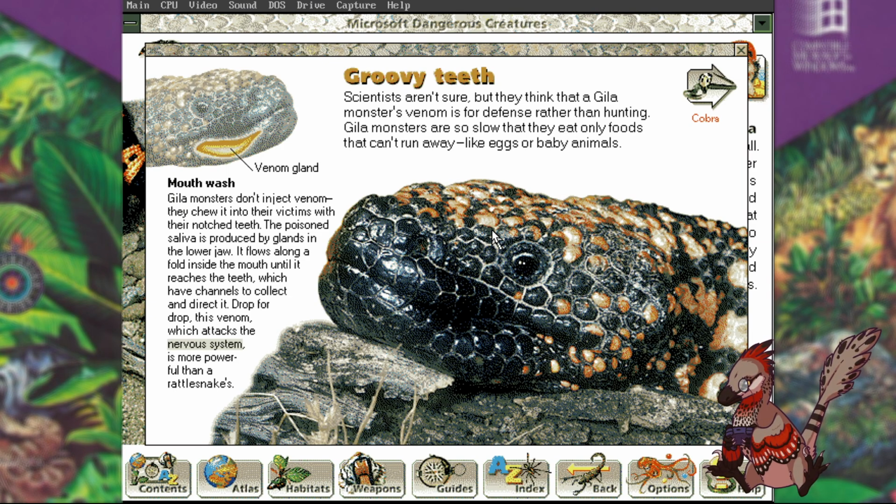Gila monsters don't inject venom, they chew it into their victims with their notched teeth. The poisoned saliva is produced by glands in the lower jaw. It flows along a fold inside the mouth until it reaches the teeth, which have channels to collect and direct it. Drop for drop, this venom, which attacks the nervous system, is more powerful than a rattlesnake's. Wow, interesting. And it doesn't actually hunt properly, it appears. It mostly just eats eggs and things. So that's interesting that despite that, it doesn't appear to be using its venom most of the time.